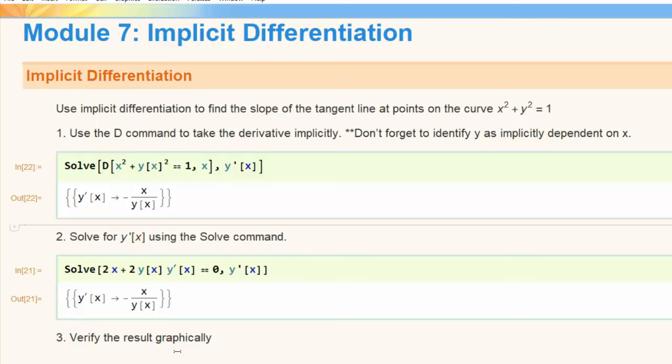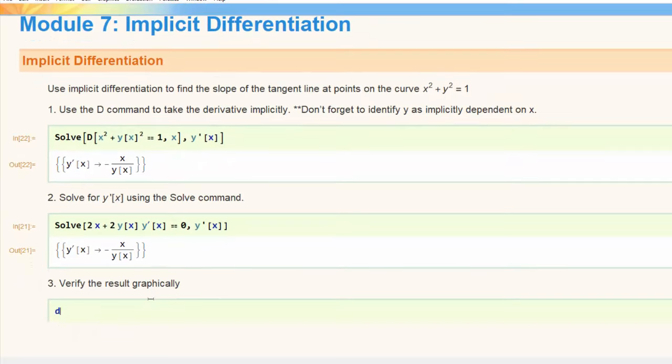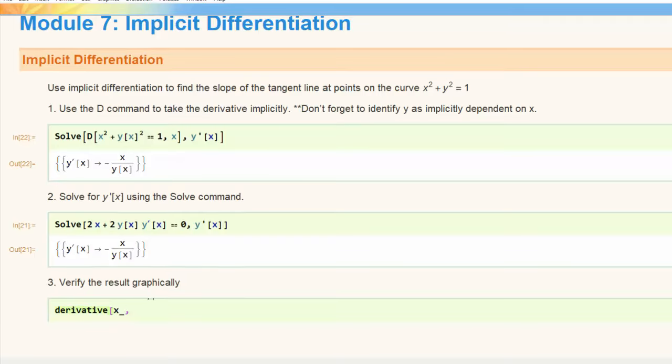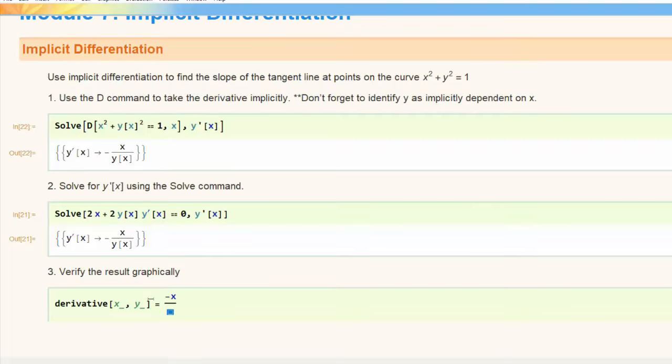So to do that, I'm going to want to store my result for dy dx here as a function that I can actually use to calculate specific slope values. So I'm going to create a function that I'm going to call derivative. Derivative is going to be a function of two variables, x and y, and it's going to be my calculation above, negative x over y.